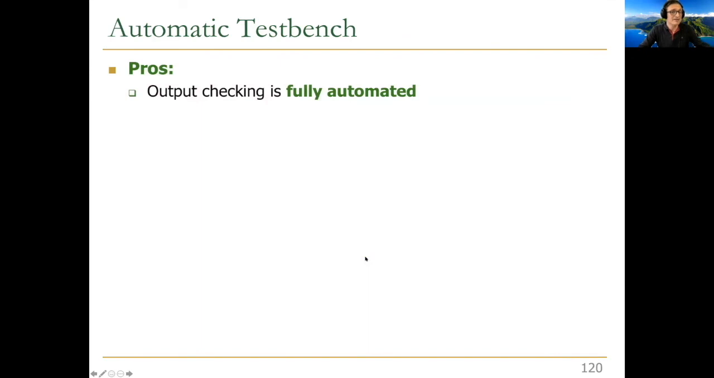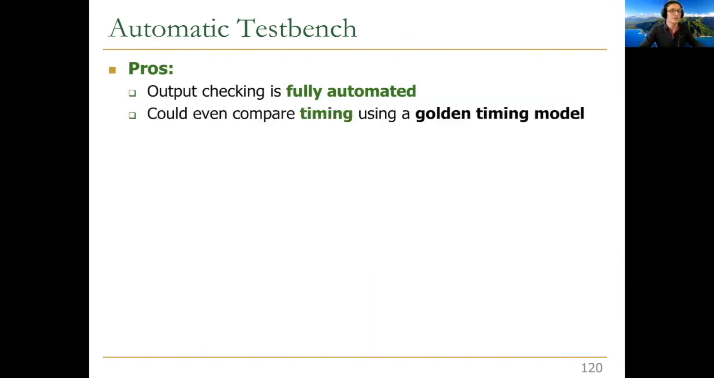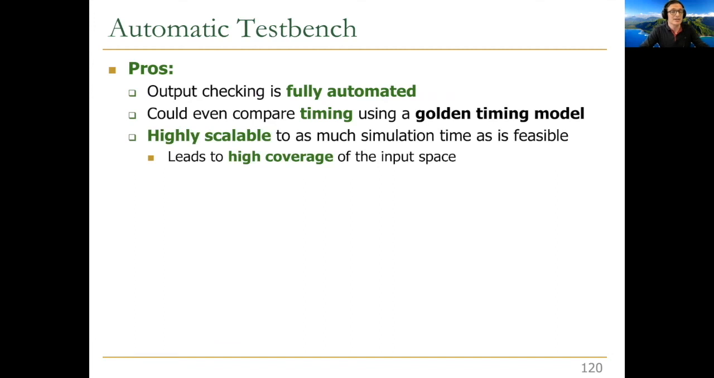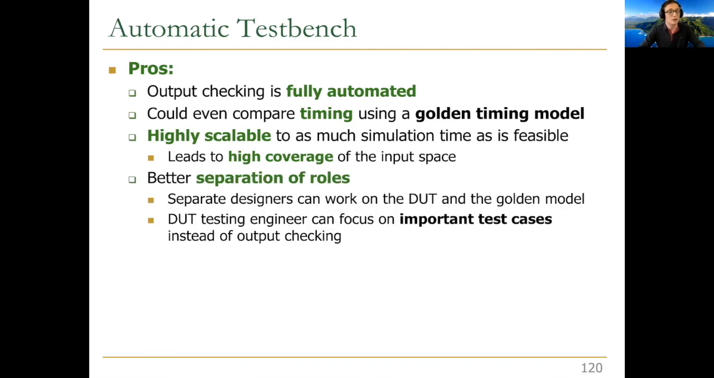Okay, so now it's fully automated, right? Output checking is fully automated. You can even compare timing using a golden timing model if you're aggressive enough. I'm not going to talk about that. It's highly scalable to as much simulation time as is feasible, at least a high coverage of the input space, but we're going to talk about input space in a little bit. Now you have better separation of roles. You can separate designers that work on the design under test and designers that work on the golden model, right? And the testing engineer can focus on the important test cases instead of output checking. Now you can really partition the work, and independent people can do independent designs plus the testing.